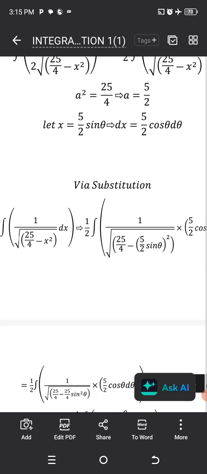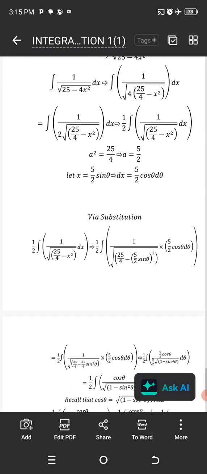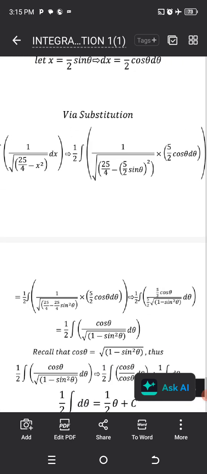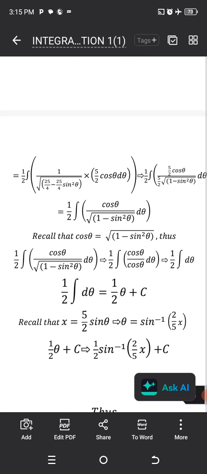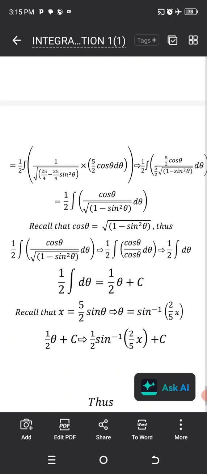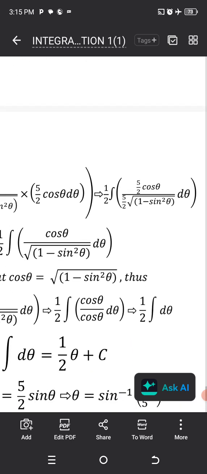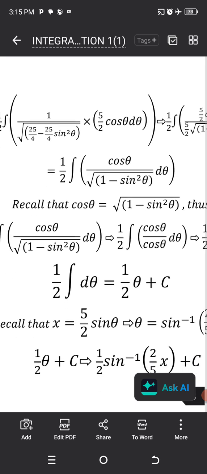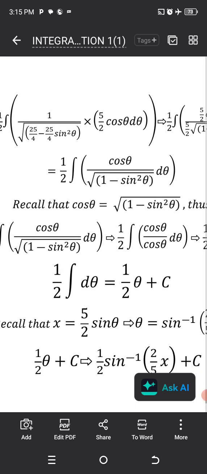So now in the next line, we now have, bringing out the square, you can see that this one can now cancel each other. That is 1 over 2 integral of parenthesis 5 over 2 cos theta all over 5 over 2 square root of 1 minus sin square theta d theta. So 5 over 2 cancels out 5 over 2. That's why in the next line we are left with 1 over 2 integral of parenthesis cos theta d theta all over square root of 1 minus sin square theta.